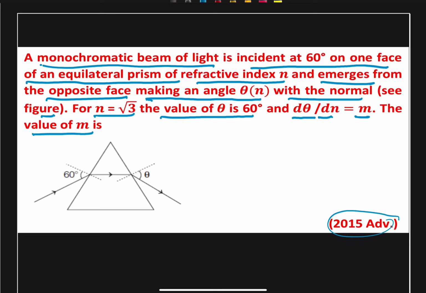So here we are given that theta is an angle which is dependent upon the refractive index, where n is the refractive index and theta is the angle. So here theta is a function, an angle which is dependent upon n. Okay. And it's an equilateral triangle. So the prism angle, that is A, will be equal to 60 degree. Okay. And the angle of incidence for n is equal to square root of 3 is given as 60 degree.